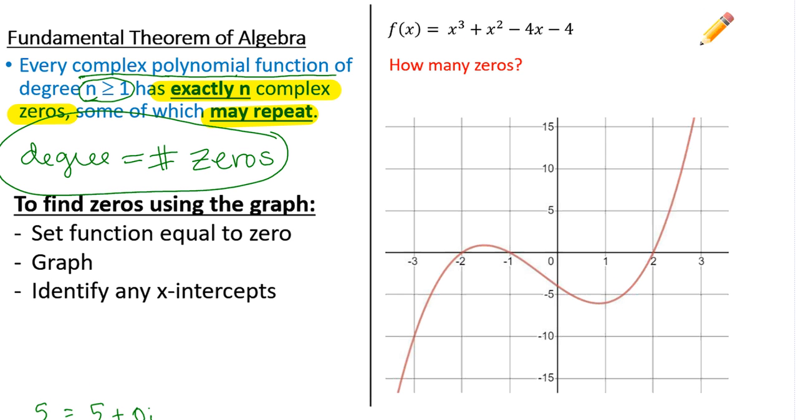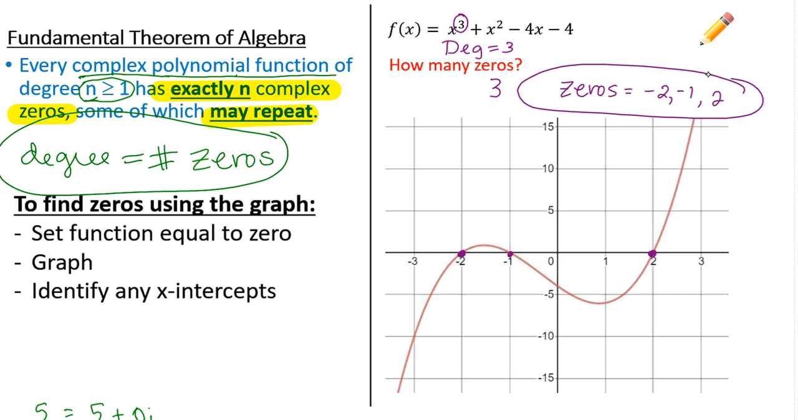On some of these, you're going to be looking at the graphs to find some of the zeros. But first, we want to identify how many zeros we're supposed to find. Well, the degree is 3. So how many zeros, or x-intercepts, or solutions, are we going to find? 3. Looking at our graph, I have an x-intercept there, one there, and one there. So my zeros are -2, -1, and 2.